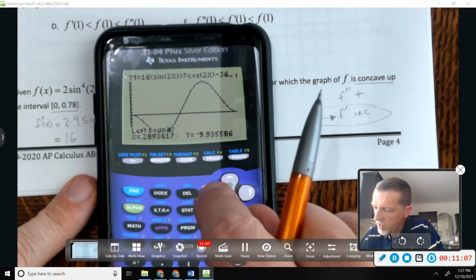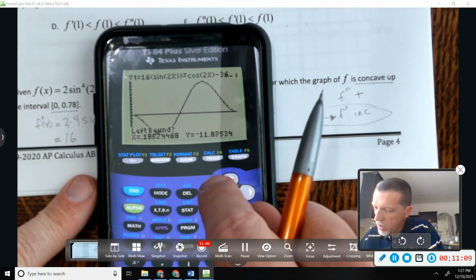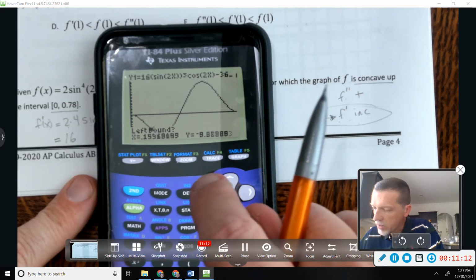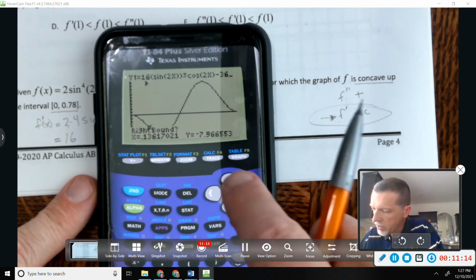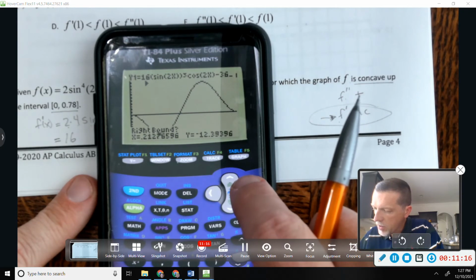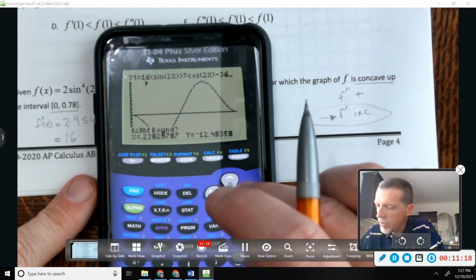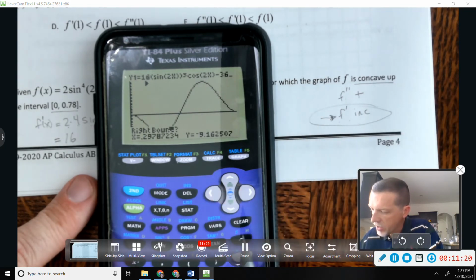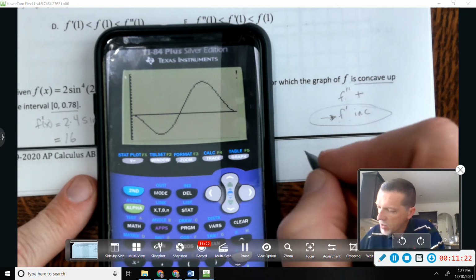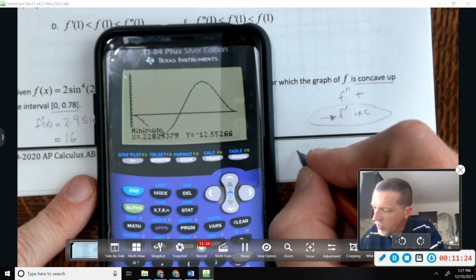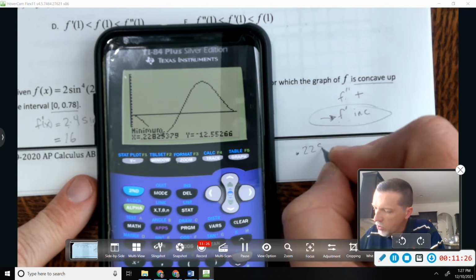left bound. You can't see it exactly, but you can have a big enough bound where it doesn't matter. Like come all the way over here. Enter. Right bound. You can also pay attention to your y value and see where it starts increasing again. Left bound. Guess. So this x value, 0.228.